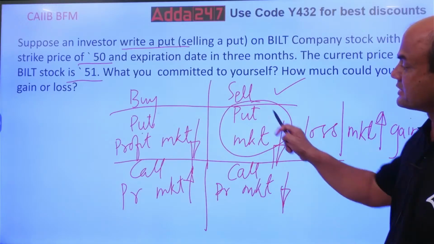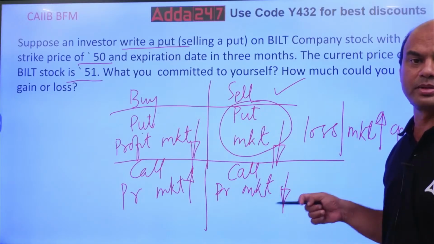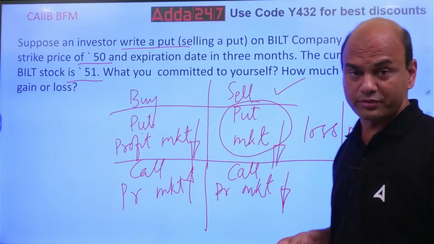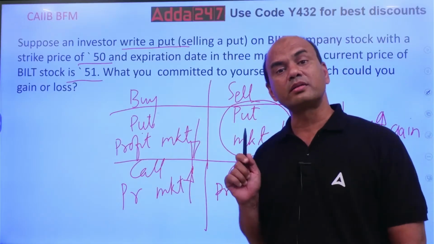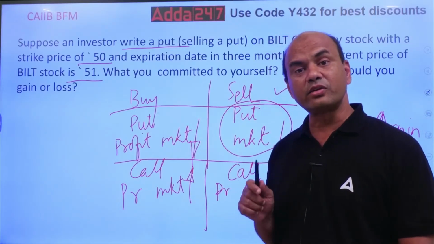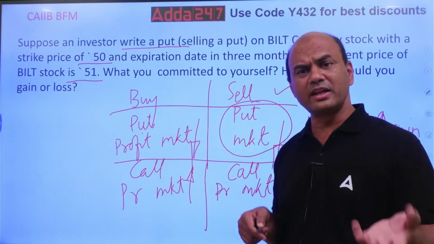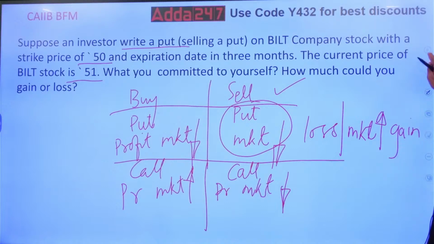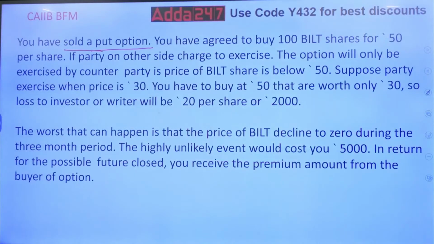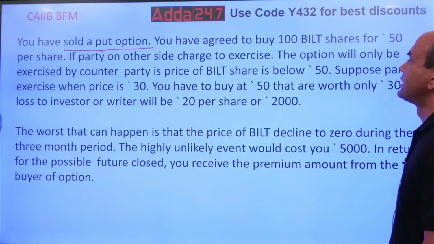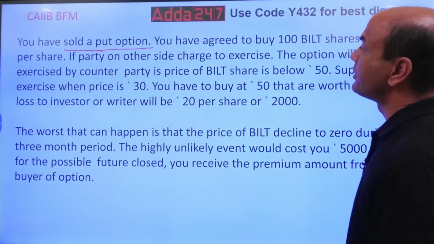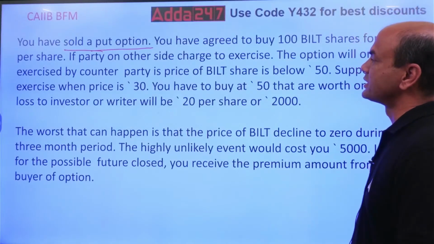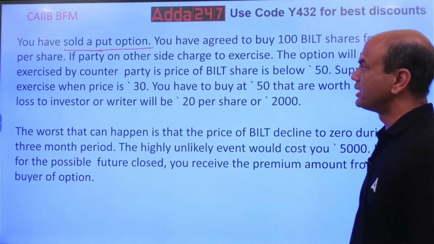That's why I said this table is the most important table for you throughout your life. Those who are dealing in call and put options in daily life, it is a very important table. So you have agreed to buy 100 build shares for 50 per share. If the party on the other side chooses to exercise, meaning they buy it.